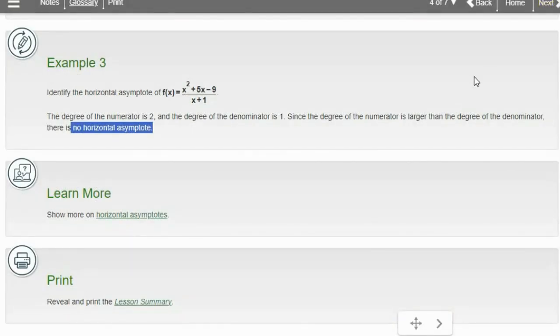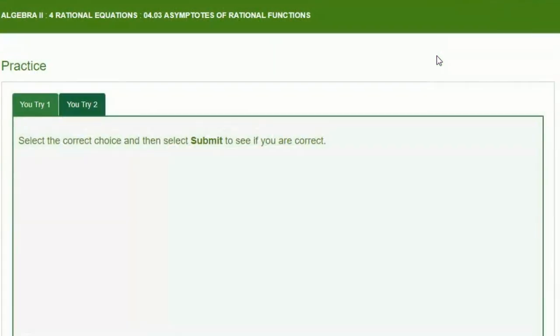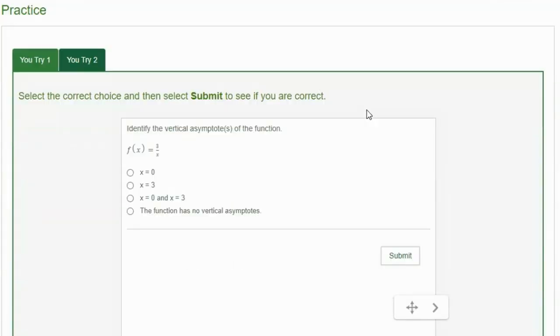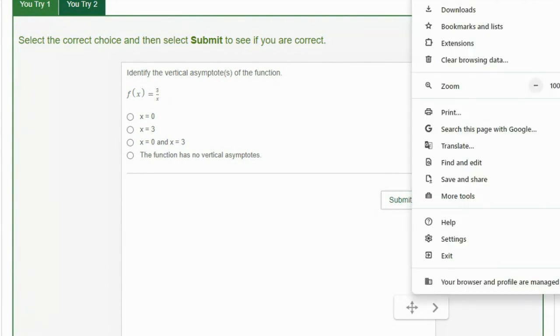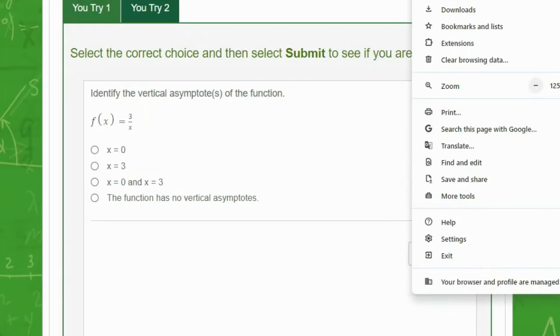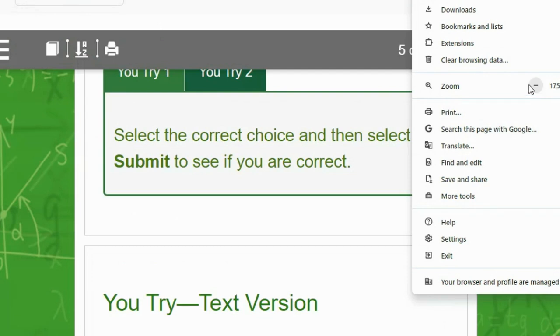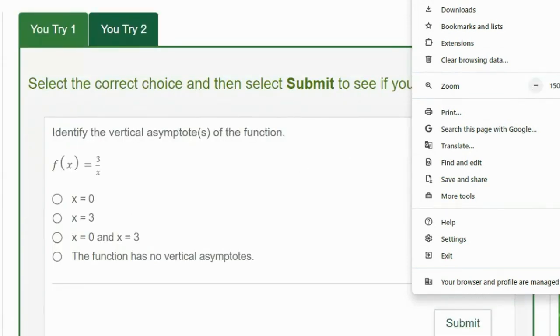That's the whole lesson, because now they just give us some practice problems. Select the correct choice and select submit to see if you're correct. All right, so this one, and man, it's really small. Let's see if I can make it bigger. Not really. It doesn't get much bigger. We'll try. That's about as big as I can get it, guys.